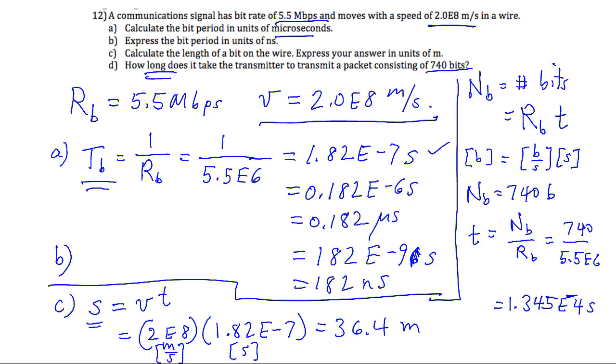Let me try that again. I'm going to call this 0.134 milliseconds. What I've done is I've gone from 10 to the minus 4 to 10 to the minus 3. Milli is 10 to the minus 3. So I multiplied by 10 here, so I better divide by 10 there. Okay, so that solves this problem. Hope that helps.